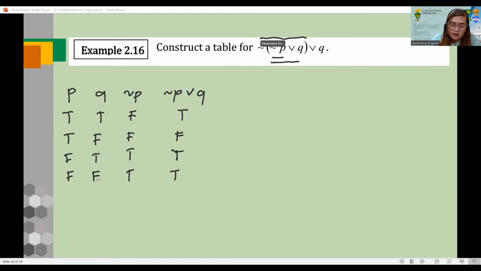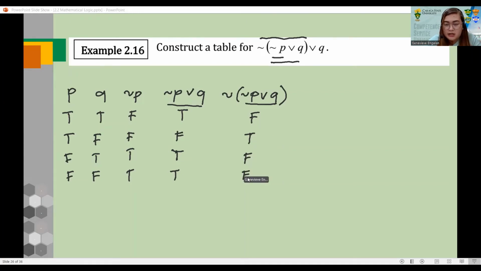Okay, so tanan nga naa sa left, inat nato ang not of P or Q. So kining not P or Q nga naa sa sulod, inat nato siya. Kining nasa left, ang true, inat nato, mahimong false. False, mahimong true. True. Ang true, mahimong false. False. Ang true, again, mahimong false. Okay. So, kining tanan, human naman ta sa left, no?